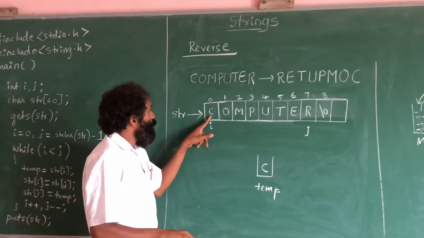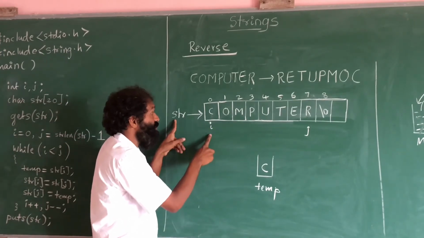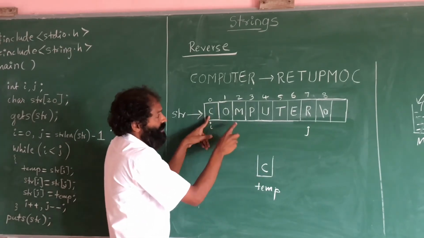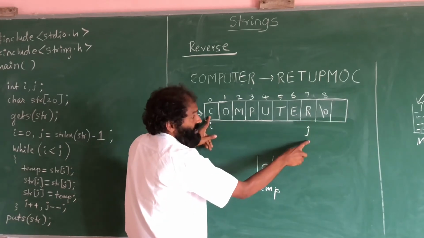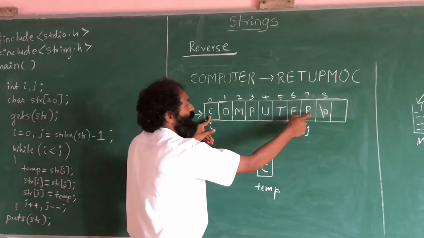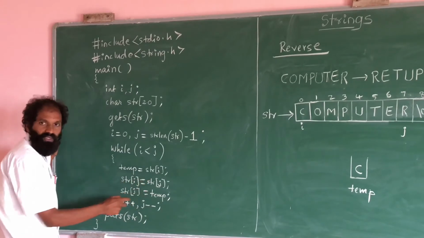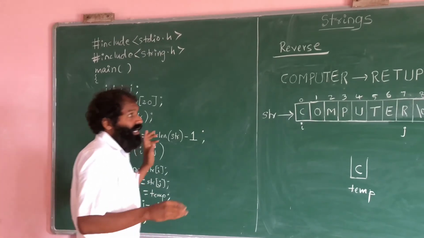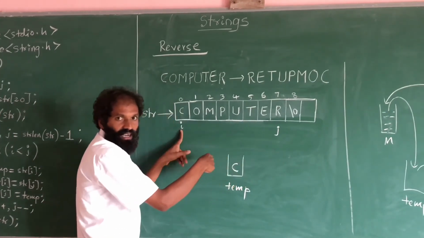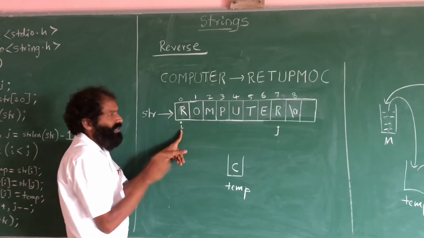So you need to put string of I. String of I means here string of 0 is C. C you have to put here. Then string of J means R, you can put directly here. Then you can put this to here. This is what happened here. You can exchange this. See, understand this. Now I is here, J is here. After this R will come here, right? Then C will come here.